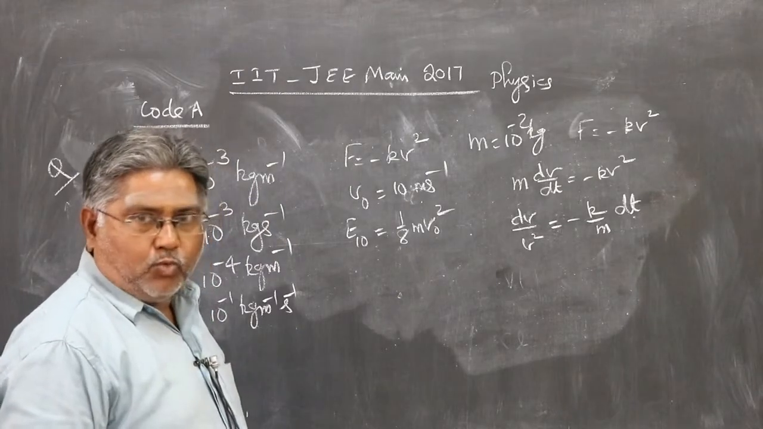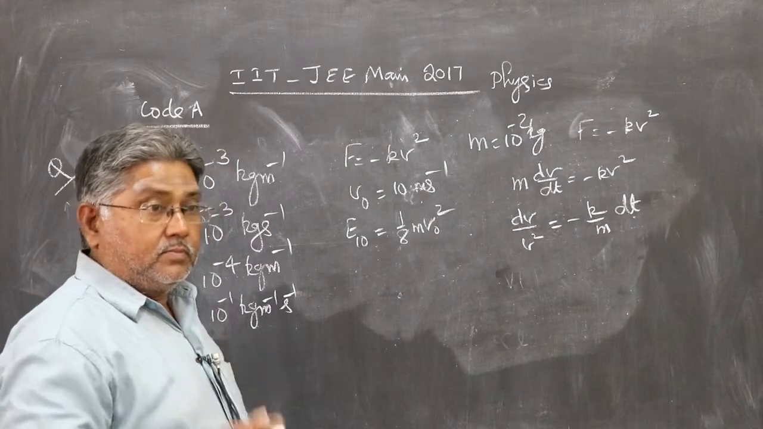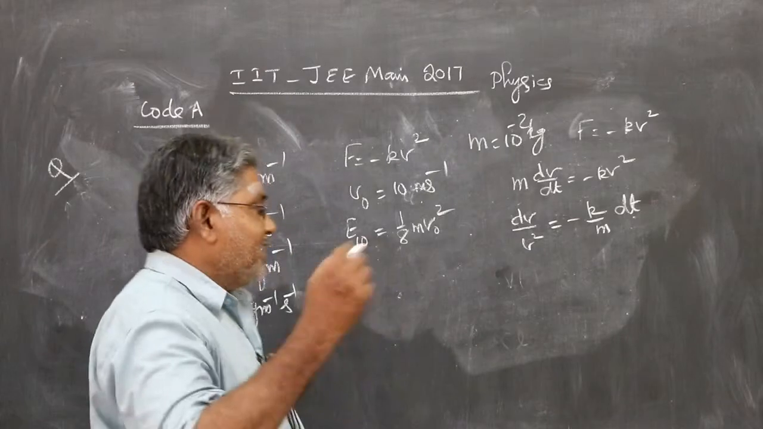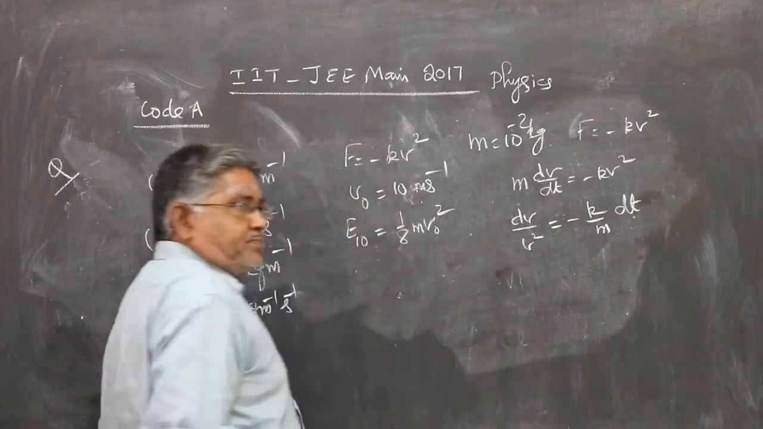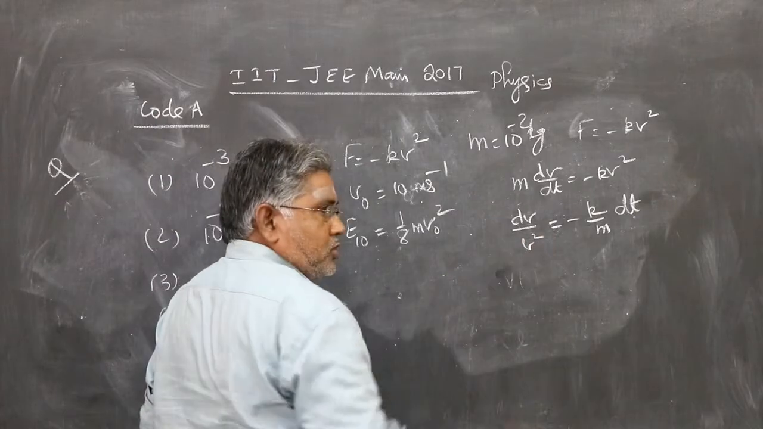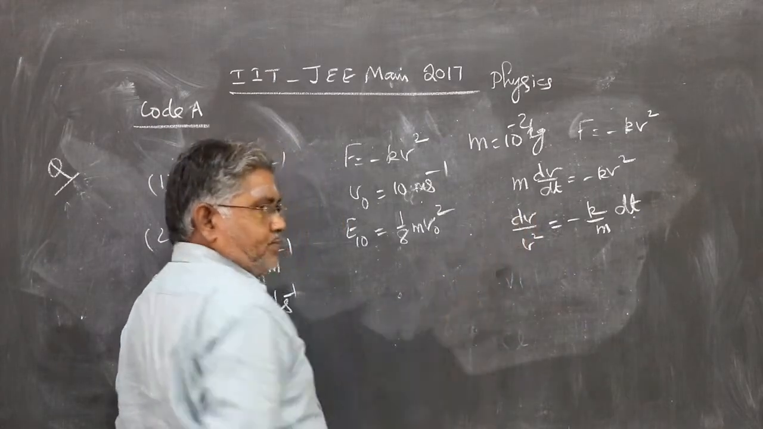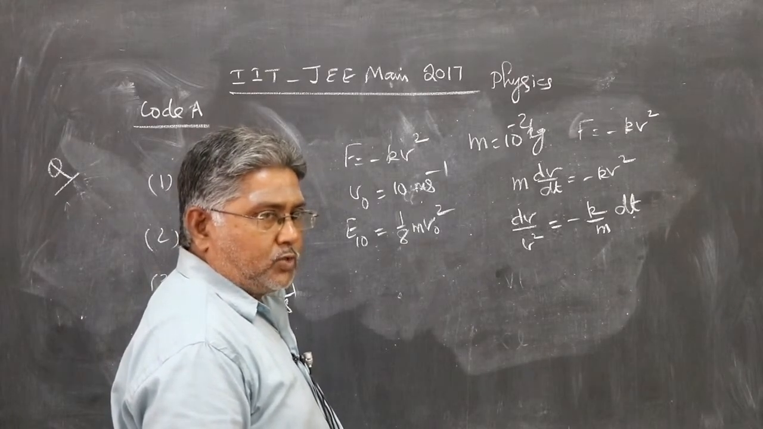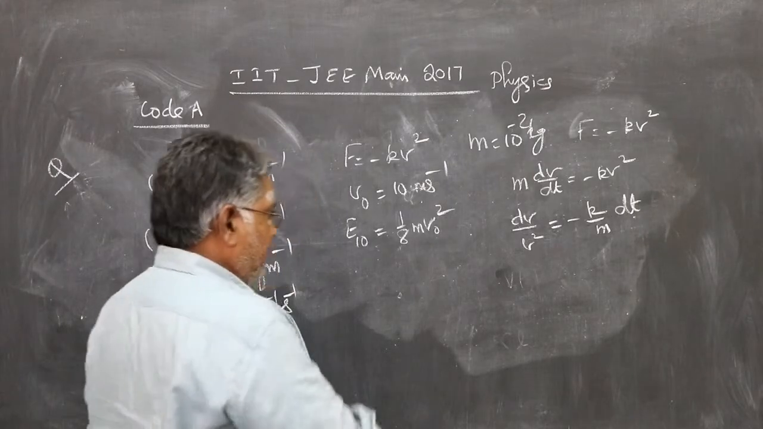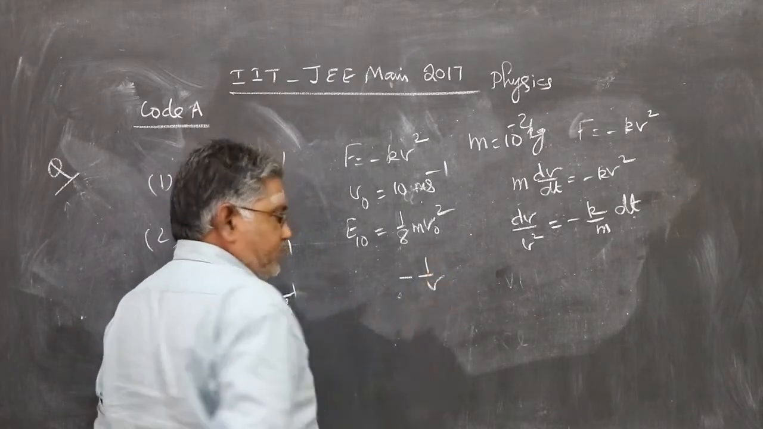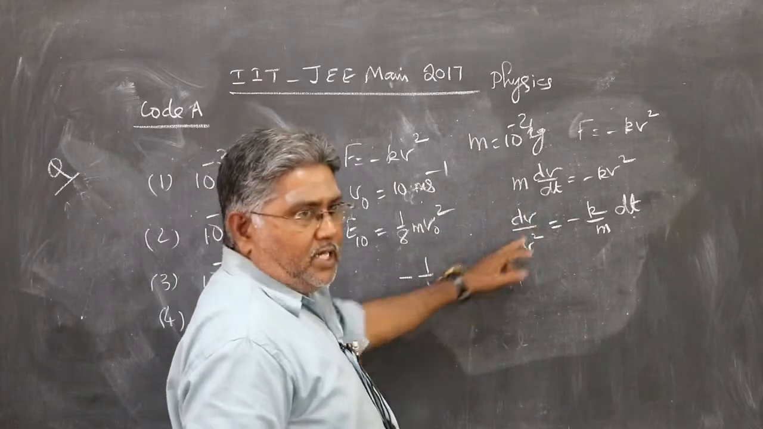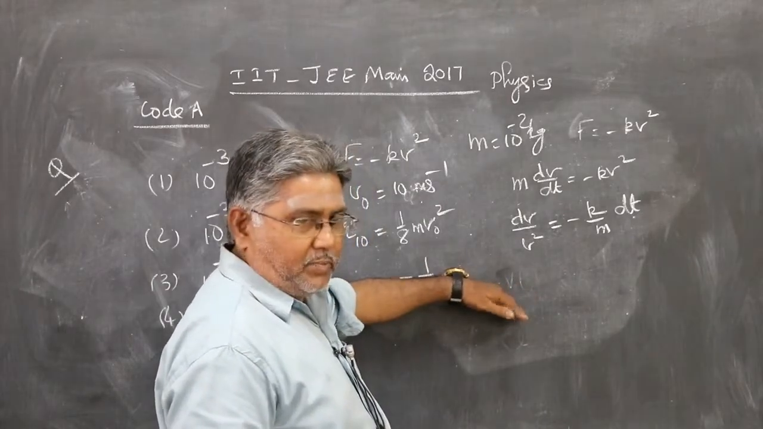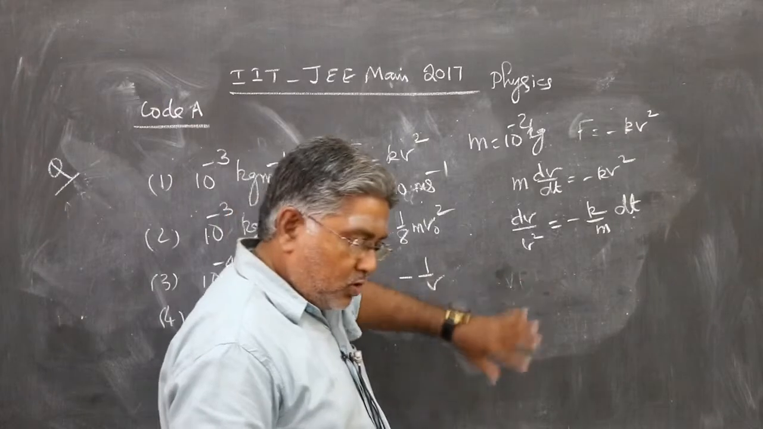So easily now you can guess what we are going to do. What should we do next step? Integrate. So you have to integrate. Integrating both sides. This V square is V power minus 2. On integration, V power minus 2 would be V power minus 2 plus 1 divided by minus 2 plus 1. So minus 1 by V. Integral dV by V square is minus 1 by V. Agreed? I am not writing the intermediate steps, I am explaining. So you also should know how to think.